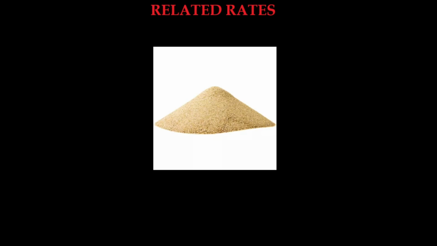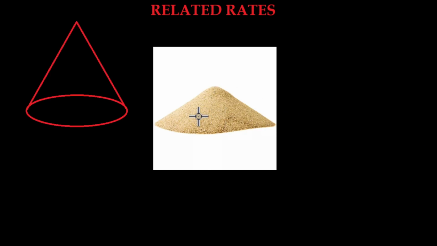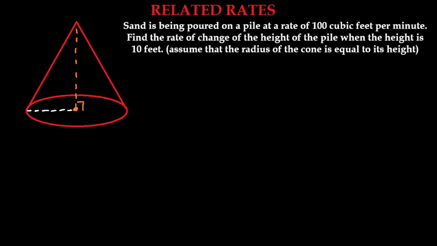In this next example, we're pouring sand onto a pile and it is forming a cone. And we're interested in seeing the relationship between the height of the cone and the base of the cone, with the height of the cone being labeled with the dotted line. The question states that sand is being poured on a pile at a rate of 100 cubic feet per minute. Find the rate of change of the height of the pile when the height is 10 feet. And for our purposes, we're going to assume that the radius and the height are equal.